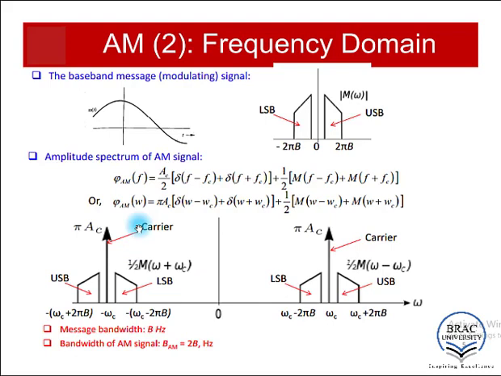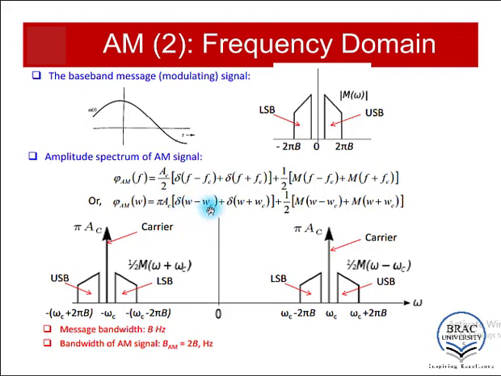Now, what is the Fourier transform of Ac cos omega c t? Simply, it will consist of two impulses at omega c and minus omega c, whose amplitudes are pi times Ac. Here you can see that: two impulses at omega c and minus omega c, and the amplitude is pi times Ac.